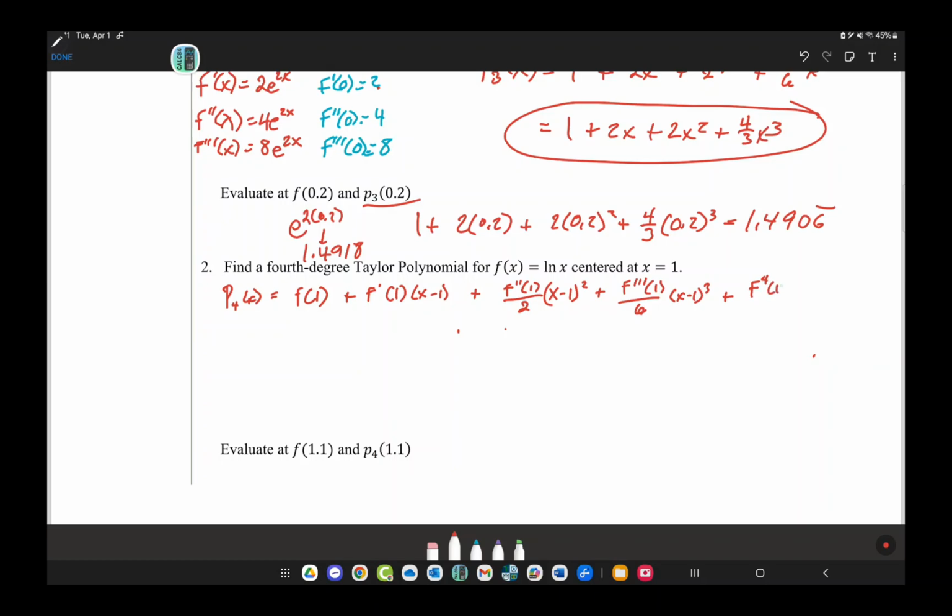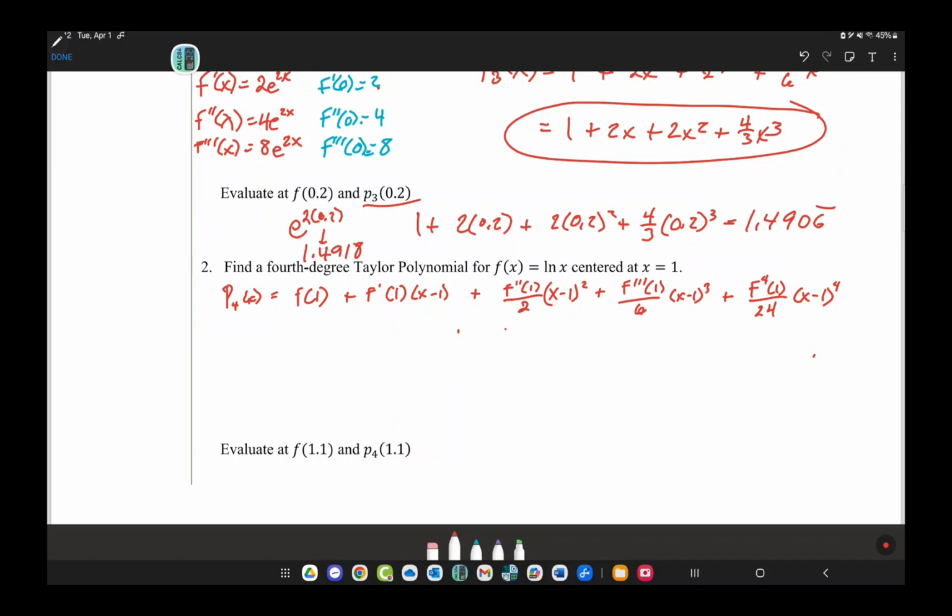Now, 4 factorial is basically 4 times 6. You just keep multiplying by the next number. Times x minus 1 to the 4th. You are not going to have to actually multiply it out. If I was real mean and they wanted a true polynomial, then yeah, you would have to multiply and raise that squared, to the cube, to the 4th. But we're not going to do that. You can leave that as it is, x minus 1 squared, x minus 1 cubed, x minus 1 to the 4th.